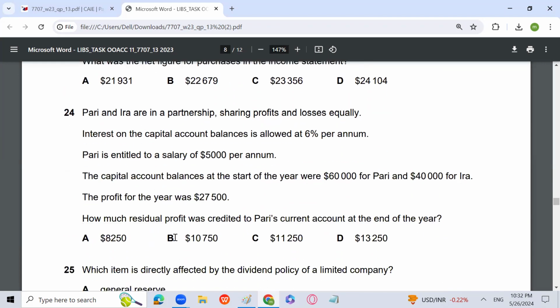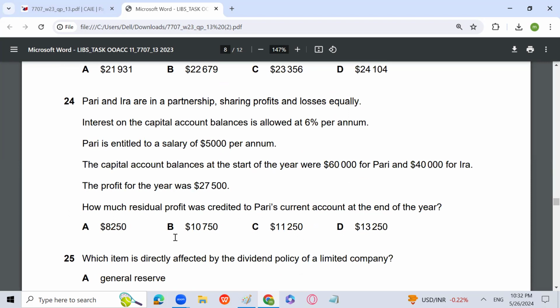Pari and Ira are in partnership, sharing profit and losses equally. Interest on the capital account balance is allowed at 6% per annum. Pari is entitled to a salary of 5,000 per annum. Capital account balances at the start of the year were 60,000 for Pari and 40,000 for Ira. Profit for the year was 27,500. How much residual profit was credited to Pari's current account at the end of the year?